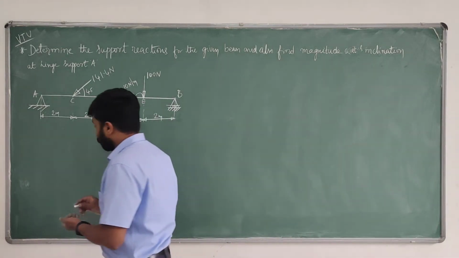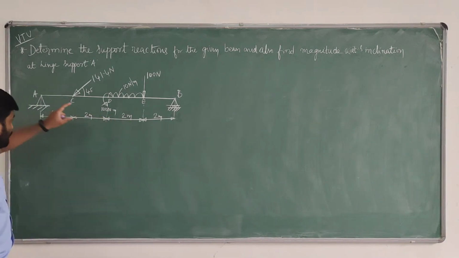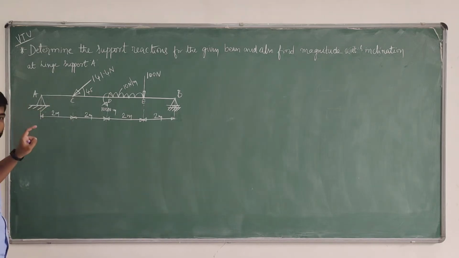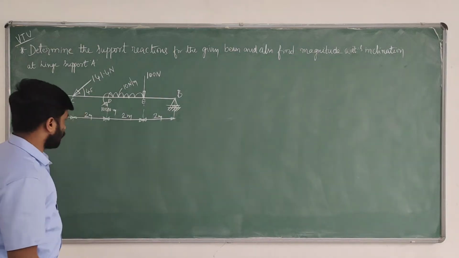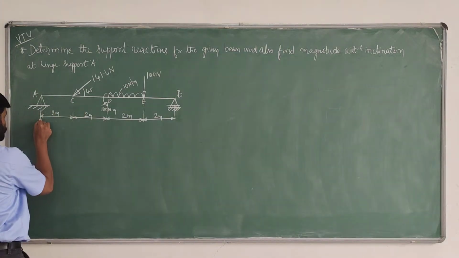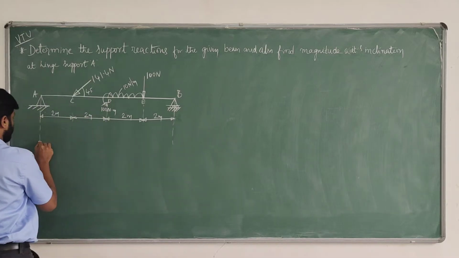So first we have to write the free body diagram. When writing the free body diagram, observe the supports A and B. A is a hinge support. Normally hinge supports have two unknowns. Roller support has one unknown. So first write these unknown support reactions in the free body diagram.